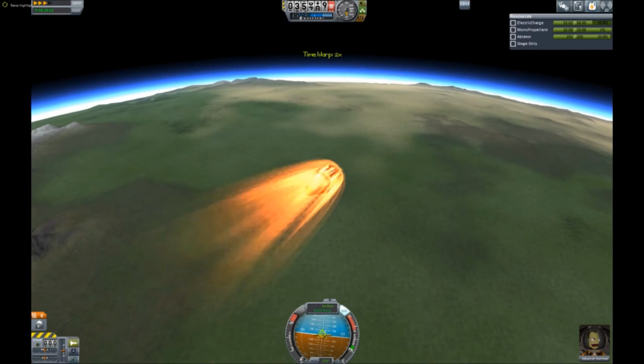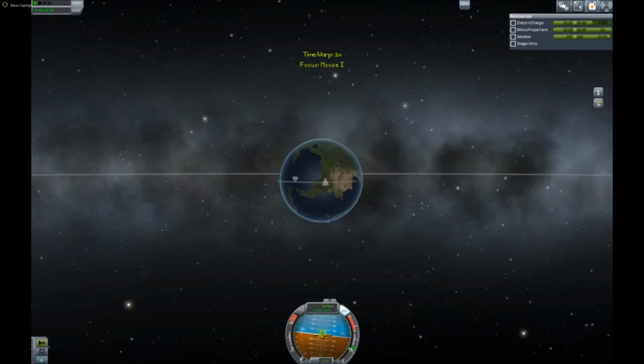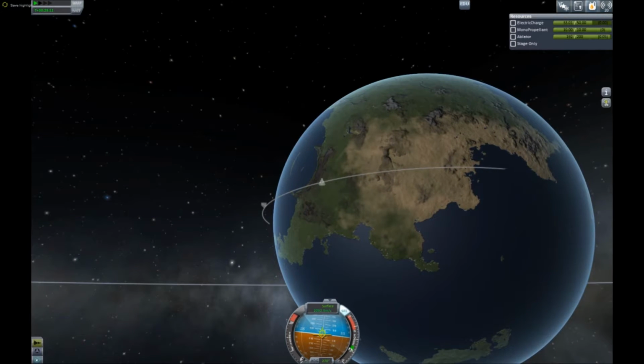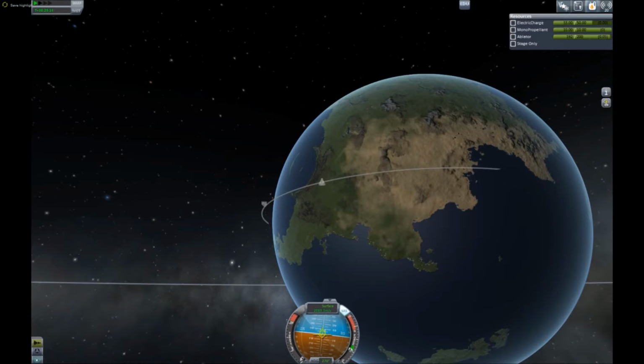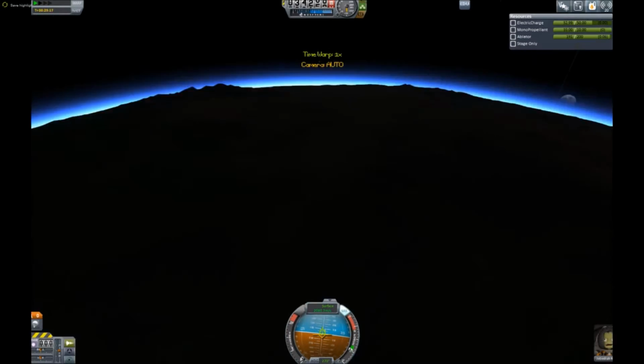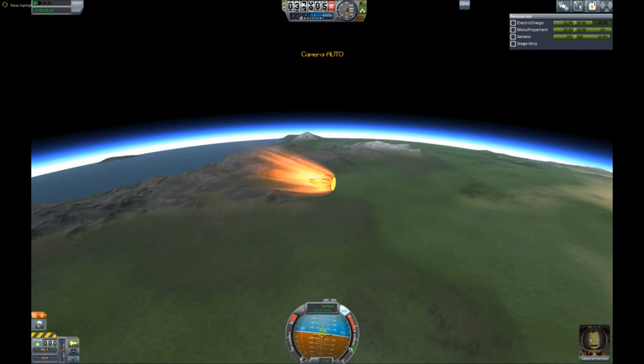Oh, I don't think I'm going to make it past this continent. I think I'm actually going to be splashing down. Yeah, I'm going to be landing in the desert, which is not going to be good for the old Science Junior. Didn't plan that descent really well.